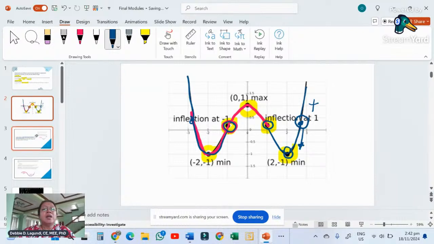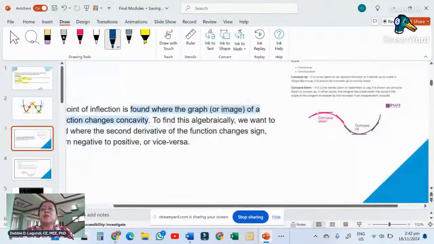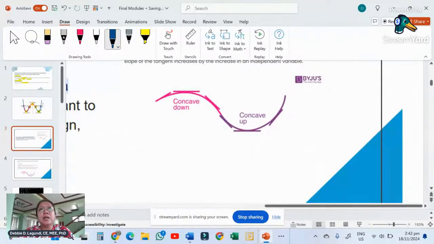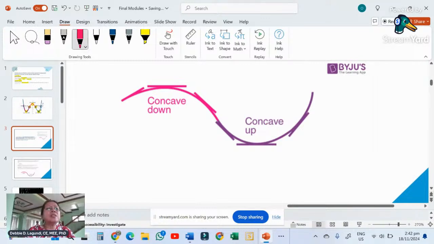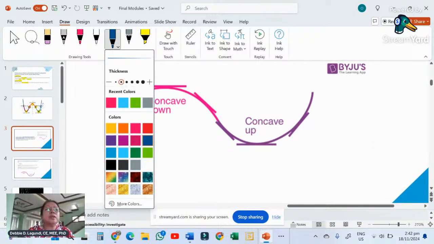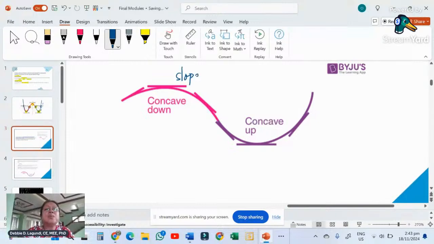Inflection points would illustrate concave shapes. Here we have a concave down shape of an inflection point. When it's flat, it means that the slope is zero. Let me just write that in. When it's flat, the slope is zero. What is a slope? The slope is either an m, or your dy over dx, or f prime of x.